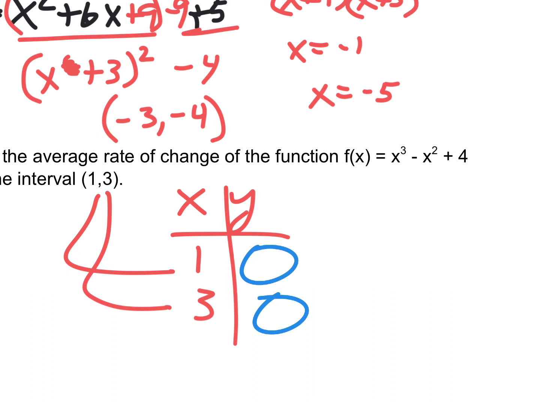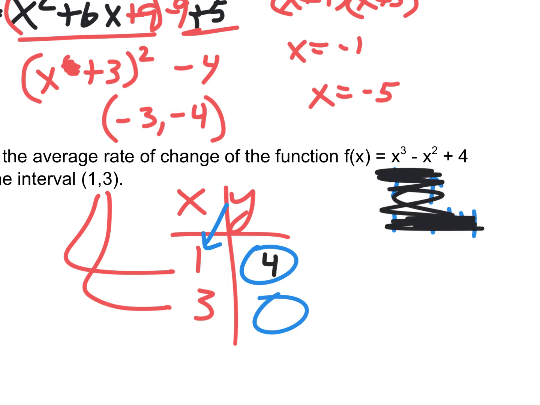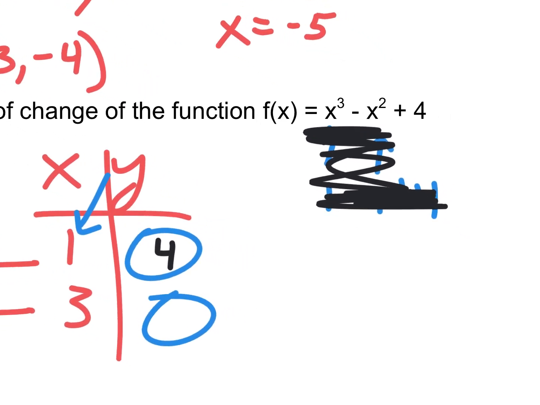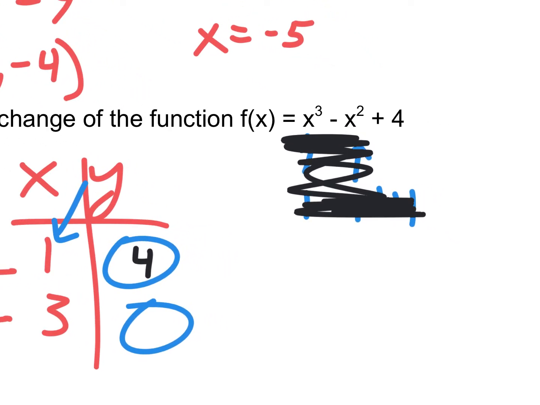So we're going to figure out when we stick 1 into this equation here, what we get. So walk me through it. 1 minus 1 plus 4. 4. And then stick 3 in. Tell me what you get. 3 to the third. Go ahead. I think I heard you say 27, didn't you? 27 minus, say it out loud. Minus 9 plus 4. Okay, good. And 27 minus 9. 18 plus 4. 22. There's where the 22 came in.